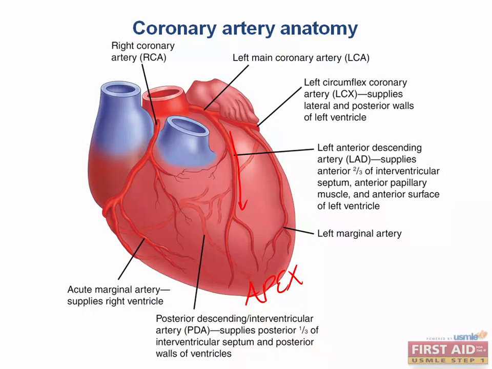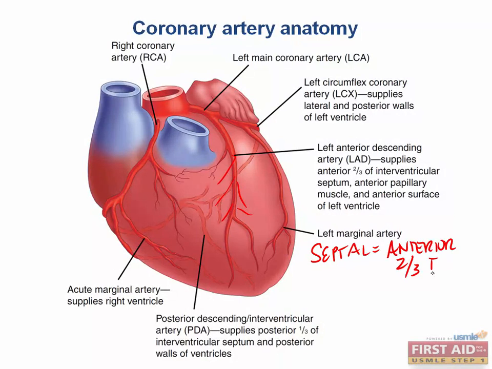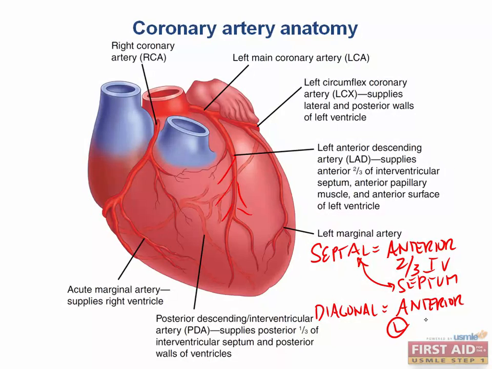The left anterior descending gives off septal branches, just like this, to supply the anterior 2/3 of the interventricular septum. And it also gives off diagonal branches to supply the anterior surface of the left ventricle. So let's write this. Septal branches, anterior 2/3 of the interventricular septum. And again, septal branches, septum, and the diagonal branches of the left anterior descending are going to supply what? The anterior surface of the left ventricle. And this should all make sense because this is where this artery is coursing.